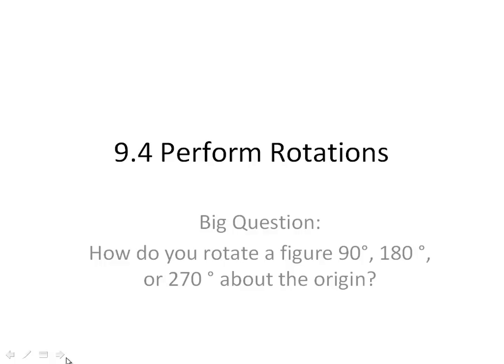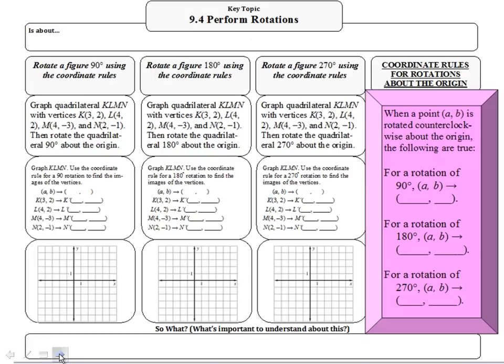Hi, this is lesson 9.4, Perform Rotations. Our big question here is how do you rotate a figure 90 degrees, 180 degrees, or 270 degrees about the origin? So rotation is kind of like a wheel on a tire that rotates, it spins, it's kind of like a turn.